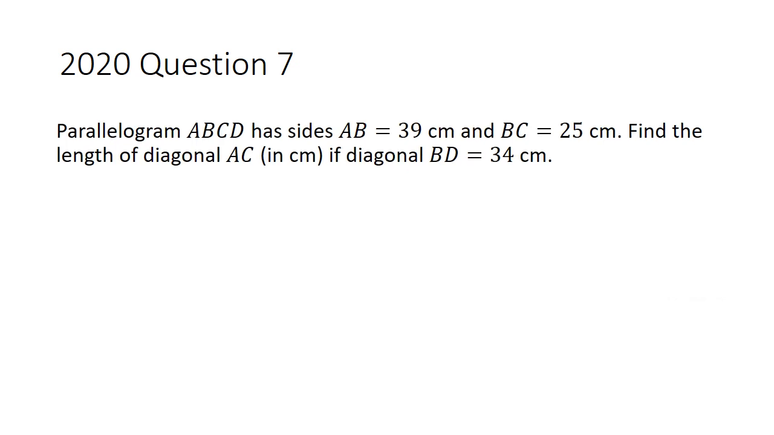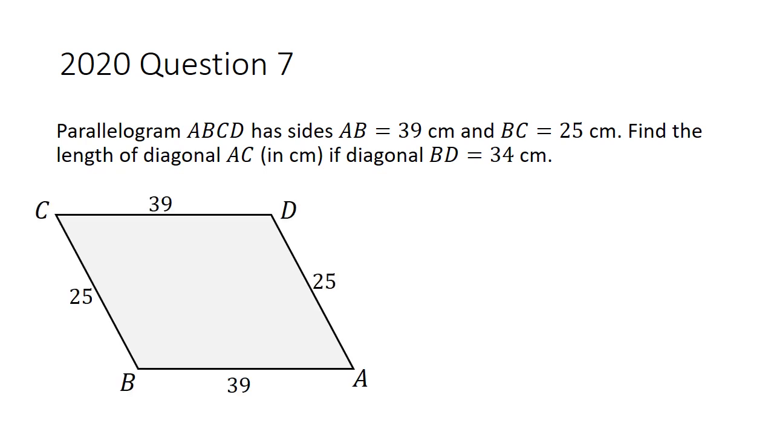To tackle these kind of geometry questions, let's sketch what we know first. We know the parallelogram ABCD, the sides AB and BC. We might as well label the other two sides. We also know the diagonal BD.